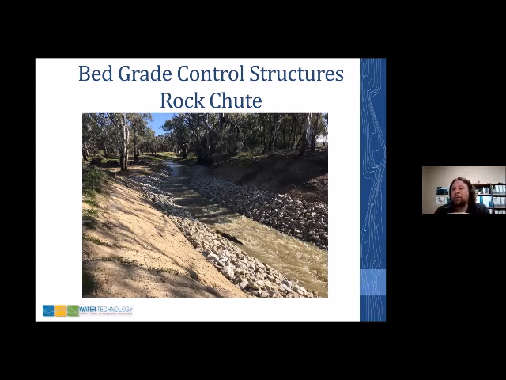And basically, it's a form of intervention to artificially reduce the longitudinal gradient of a waterway, to prevent the further deepening, widening and meandering. And so this is a common technique that's been used to prevent waterways from going through that evolutionary path for decades, particularly in northeast Victoria.